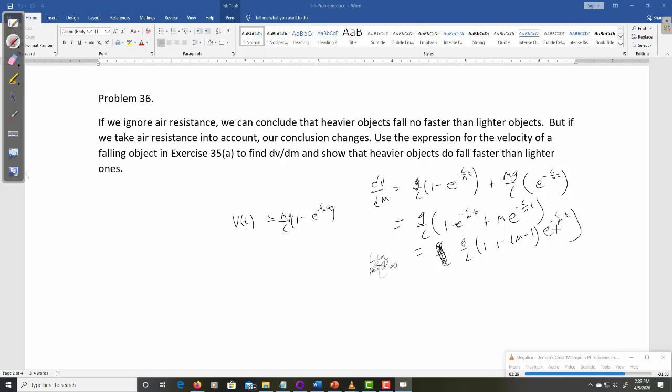Now you might ask, okay, what's happening? Well, as m goes to infinity, this is just going to e to the 0, which is 1, but this is going to infinity. So you're getting larger and larger increases in velocity. So certainly, yes, if you have an object with a higher mass, the velocity actually increases more quickly as well, because this is just telling you acceleration here. So yeah, it will accelerate more quickly.